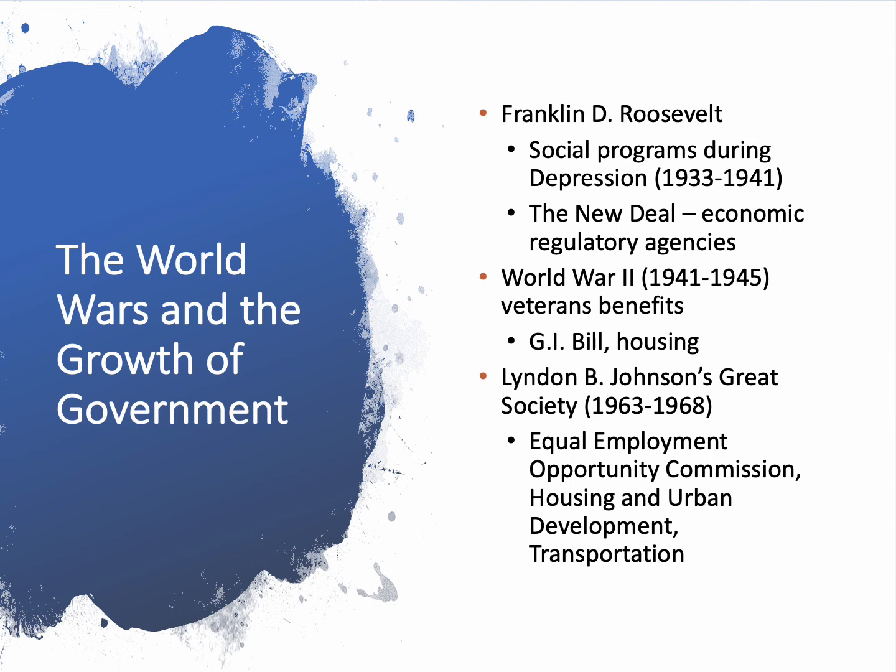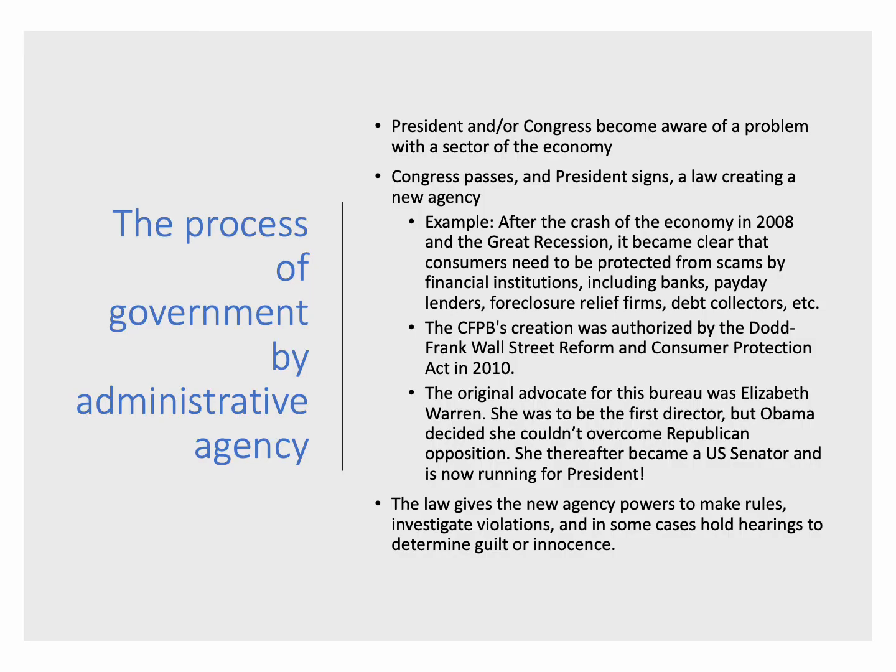During the Great Society years of the 1960s, the Equal Employment Opportunity Commission, the Department of Housing and Urban Development, the Department of Transportation, later the Department of Education, and on and on and on. And they've all taken on specific tasks. The way this kind of works is that somebody becomes aware of a problem with something going on in the economy, Congress passes a law, the president signs it, the agency gets created.